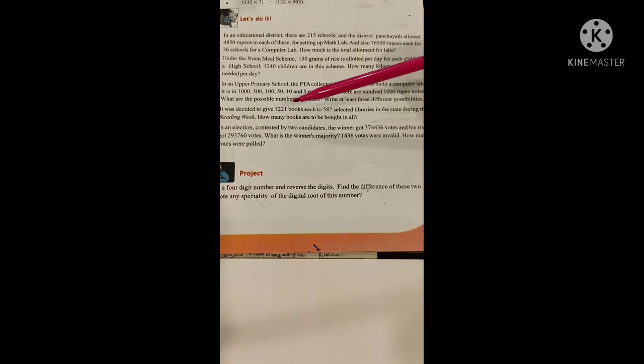By differing the number of notes, you try to find out 2 different possibilities. The fourth question is to be done as homework.